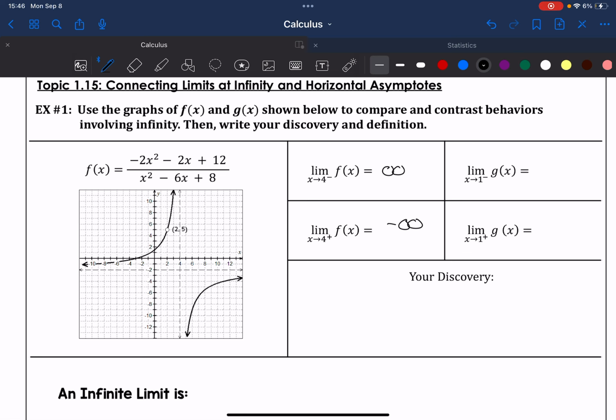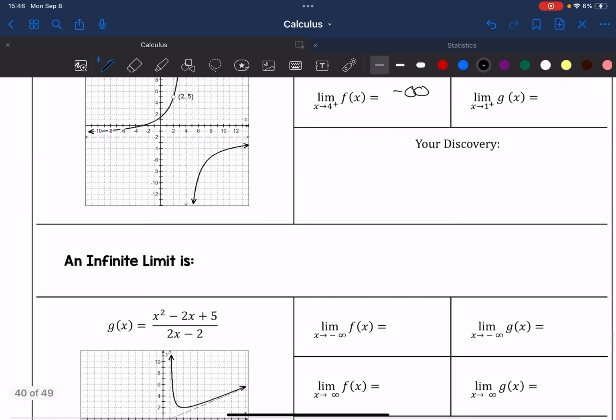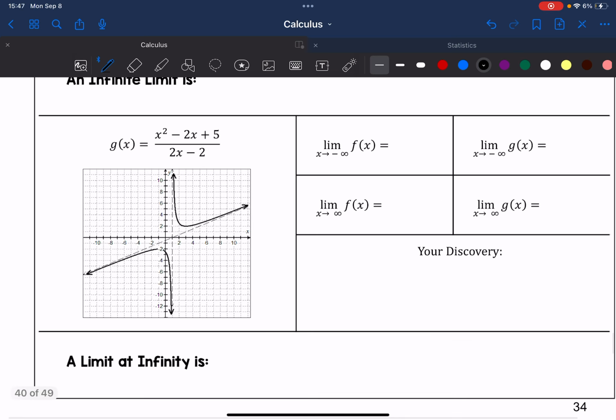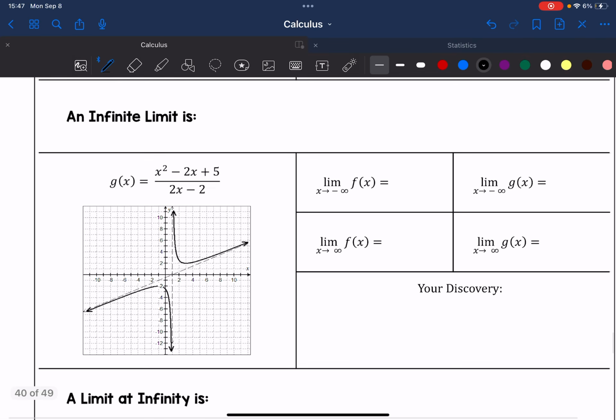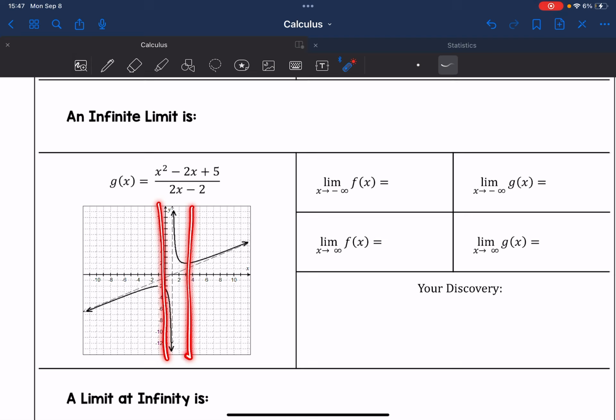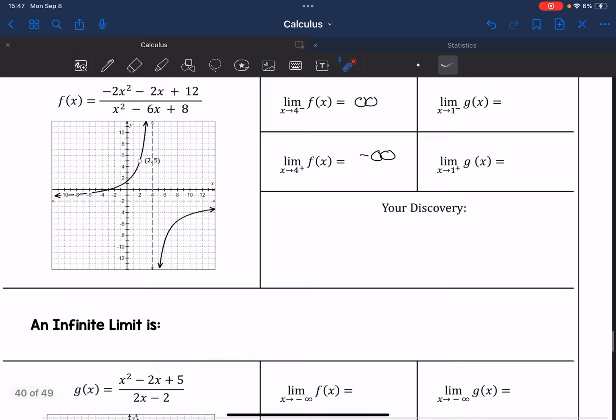This one is looking at the function g of x, so it's this one down here, and it's looking at x approaching 1. So here's 1 on either side. Notice again we see another vertical asymptote, and on the left side it's going towards negative infinity, and on the right side it's going towards positive infinity.